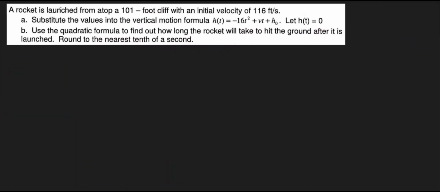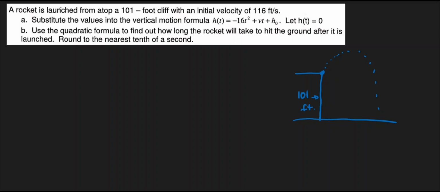So a rocket is launched from atop a 101-foot cliff with an initial velocity of 116 feet per second. Let's first draw that out. So we know that there's a 101-foot cliff, and a rocket's being launched off of that cliff, and that's the ground at the bottom. It's being launched in a parabolic motion, so it should look something like this. And again, the initial height of the cliff is 101 feet. All right, so let's read further.